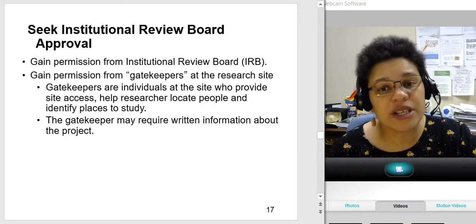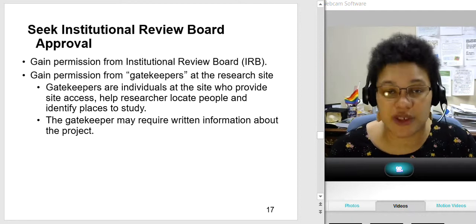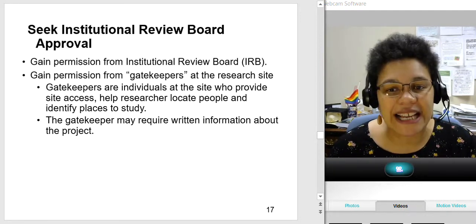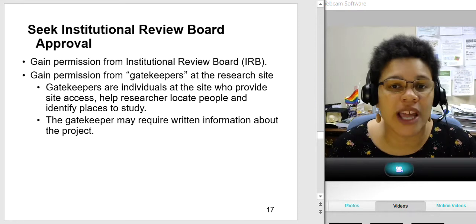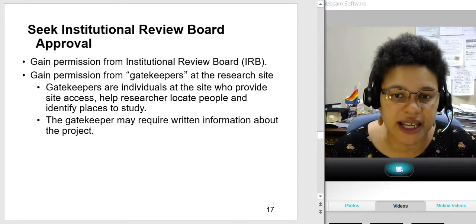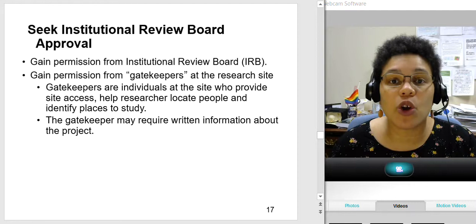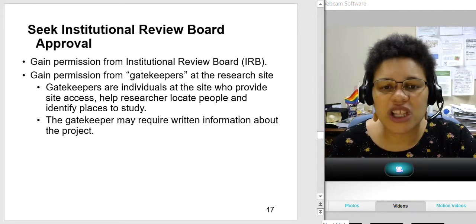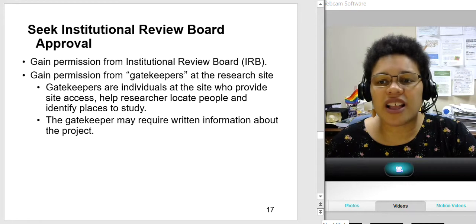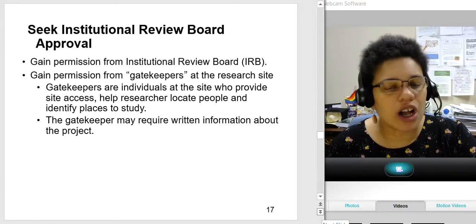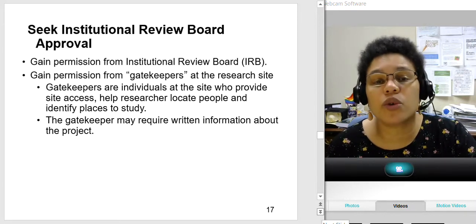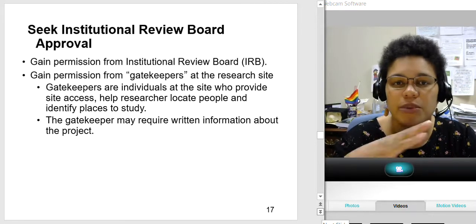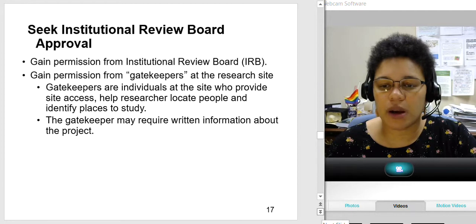We also need permission from gatekeepers at the research site. So these are individuals who provide site access and help the researcher locate people and identify places to study. The gatekeeper may require written information about the project, and it's usually a director or leader, or someone whom that person has delegated the approval process to.